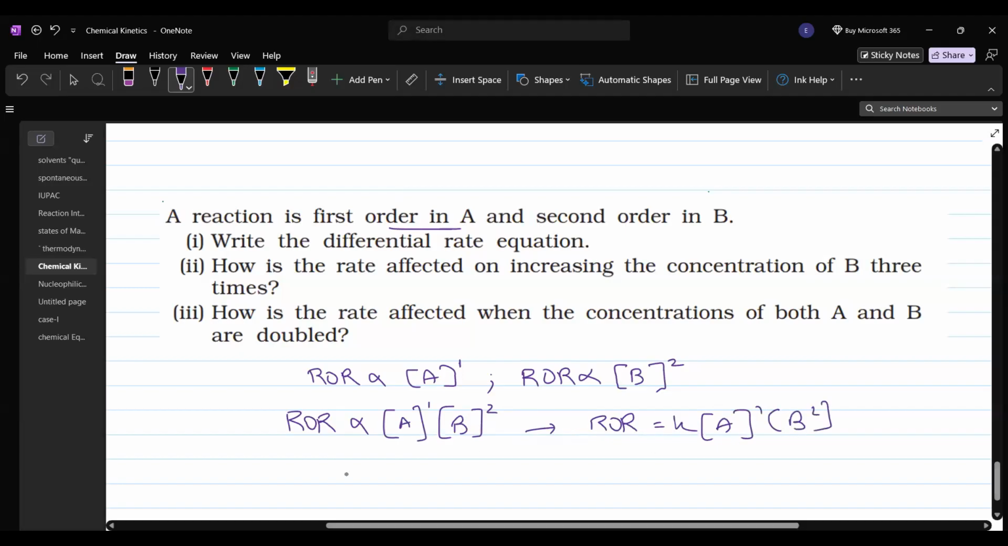Now, Zaina, what is the order of this reaction? 3. 1 plus 2 is equal to 3, right? So we have taken out the order.